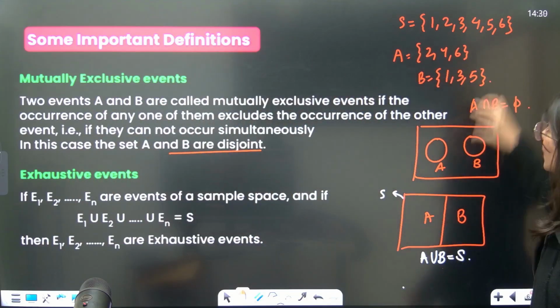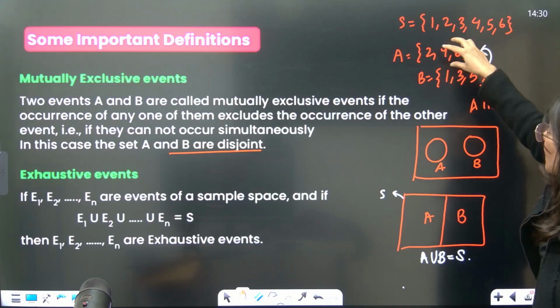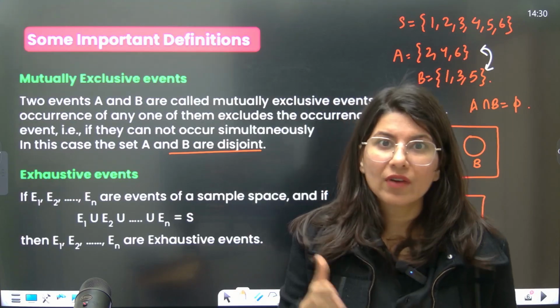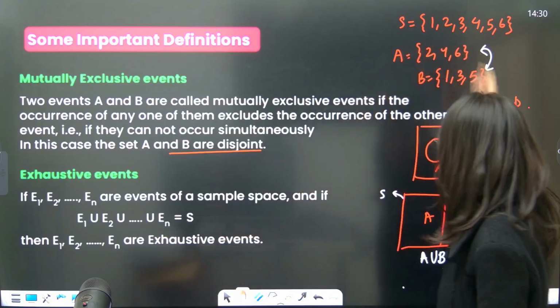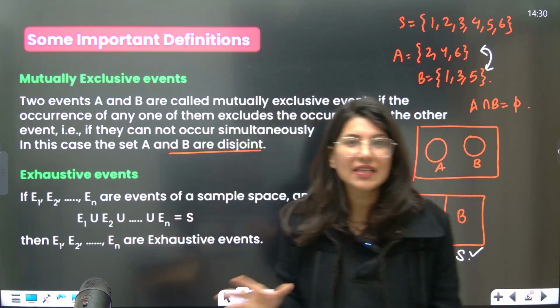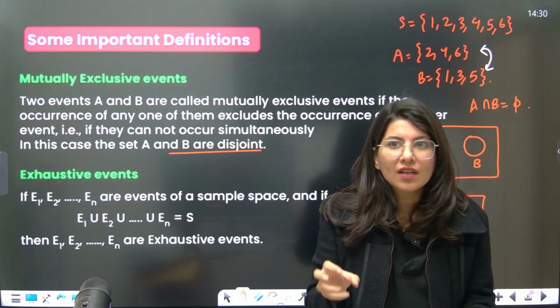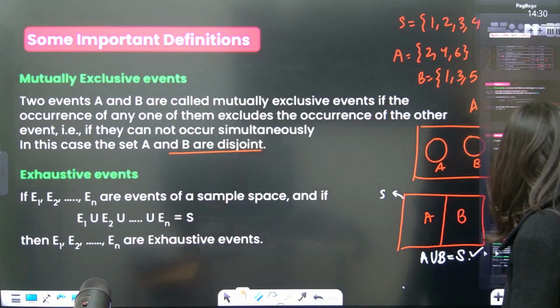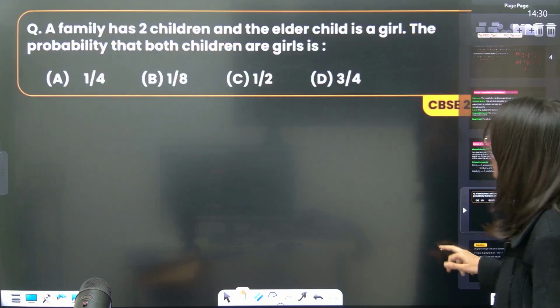Just tell me what A union B is. If you combine A and B, you'll be like, okay ma'am, A union B is 1, 2, 3, 4, 5, 6, which is nothing but the sample space. So exhaustive events will be in such a way that if you take the union, you will directly get all possible outcomes. That is, you're going to get the sample space. These are the important definitions you should understand.